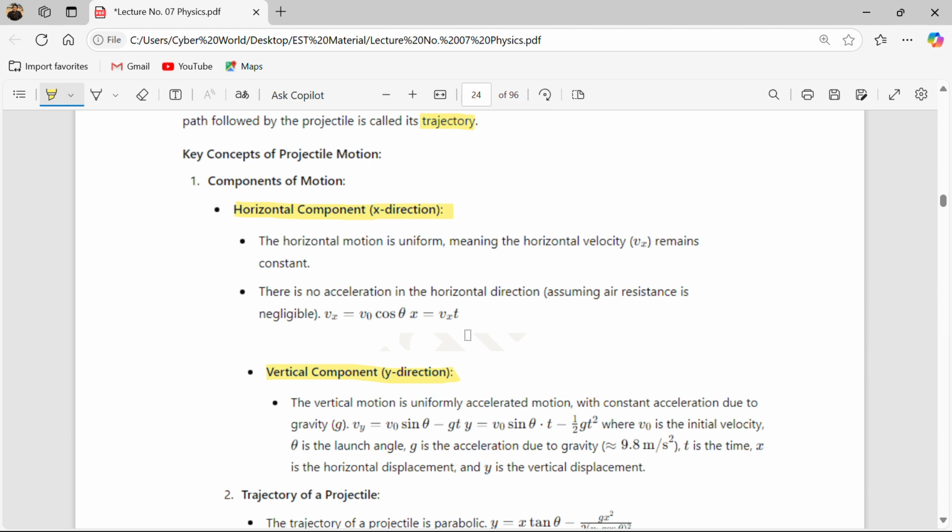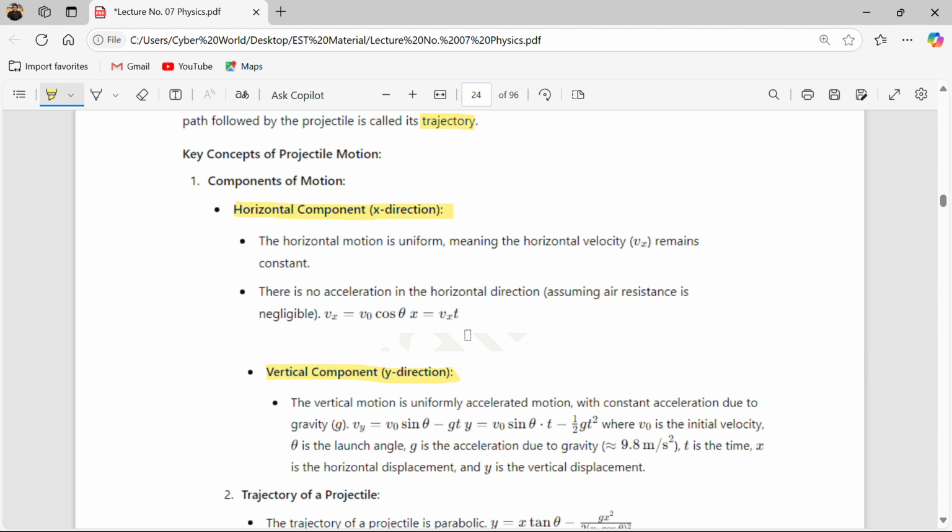And for the vertical component, which is the y direction, the vertical motion is uniformly accelerated motion with constant acceleration due to gravity. In the vertical component, you have to use v naught sine theta. So vy equals v naught sine theta, but also minus gt. Why minus gt? Because it is under the action of gravity.